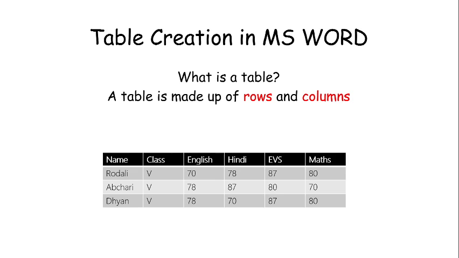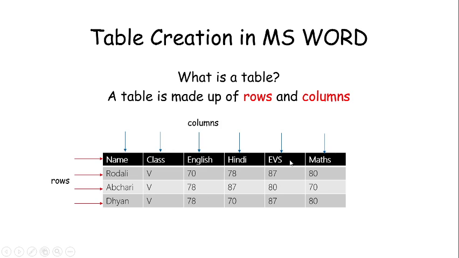And what are rows? Rows are the horizontal lines, and these vertical lines are called columns. So in this table, how many rows are there? There are 4 rows. 1, 2, 3, 4. And how many columns are here? There are 1, 2, 3, 4, 5, 6 columns. Okay, so now we have seen what a table is.